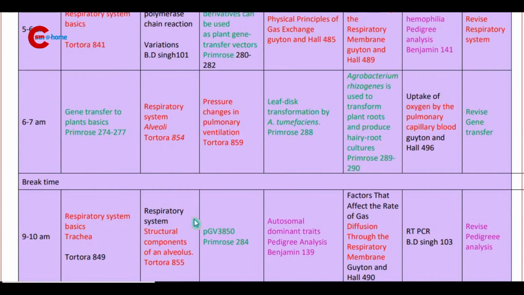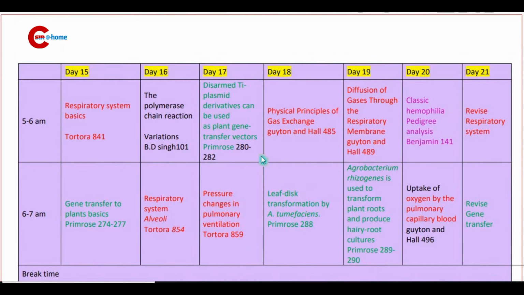Then day 17. Morning you can study disarmed TI plasmid can be used for making vectors. Okay, study this one. Disarmed TI plasmid can be used for the preparation of plant vectors. Primrose, that is the reference book. Then 6 to 7 a.m.: study pressure changes in pulmonary ventilation. Which book to refer? Tortora.